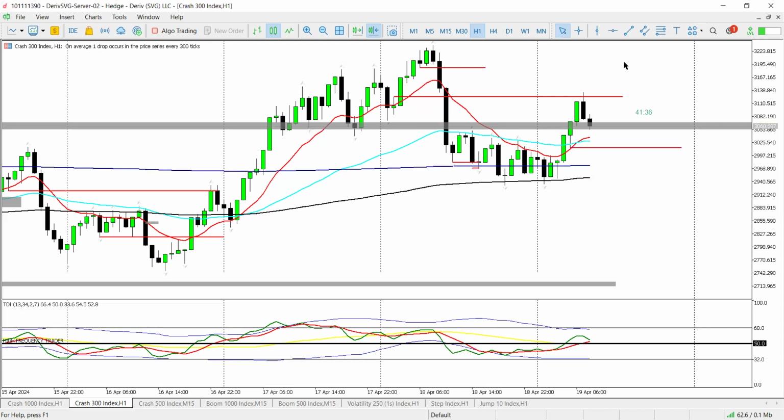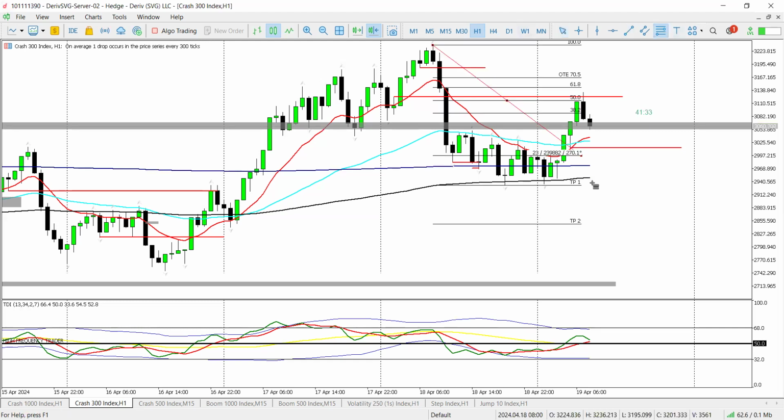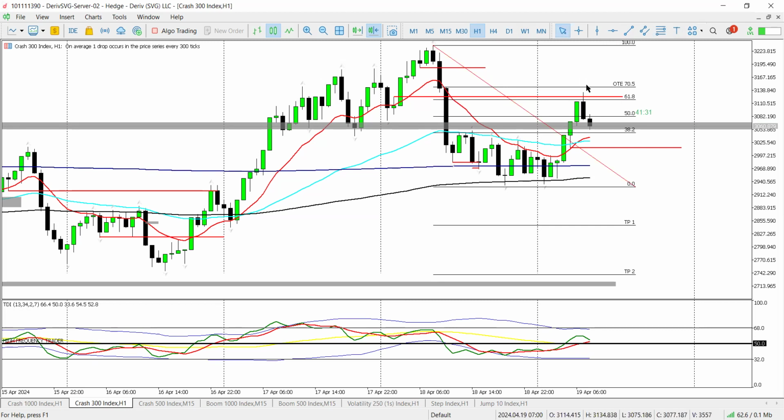Okay, this is H1. If we run a fib, you will notice that price bounced off the 61.8 level, which is also this order block broken and retested here. So if we do come below here, then the setup will become a high probability from my point of view. Then we can look for price getting to around 28.58 and most likely getting to around 27.50, which is around the TP2 area here.